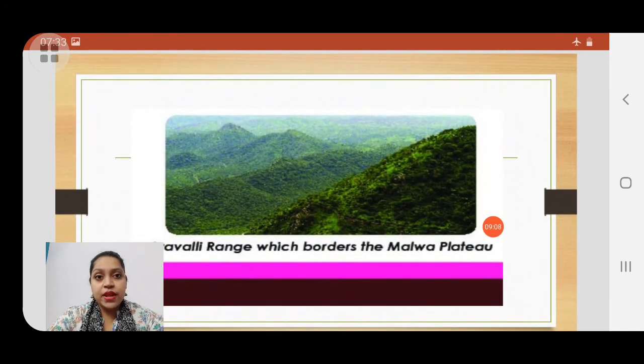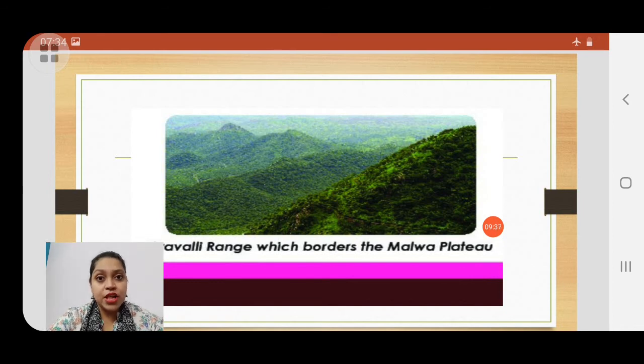So here children, it is the Aravalli range. Here it's shown the Aravalli range, which you can call Aravalli mountains or Aravalli hills also. So children, this is the Aravalli range which borders the Malwa Plateau. And where is the Aravalli range? It is towards the north of the Malwa Plateau, as I have already showed you in a picture.